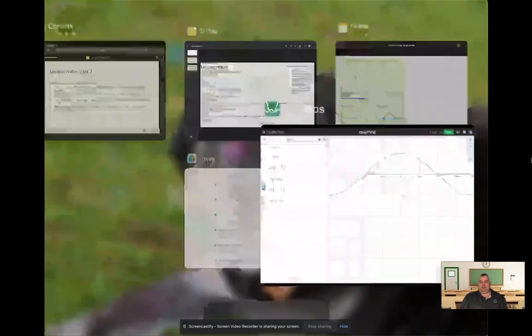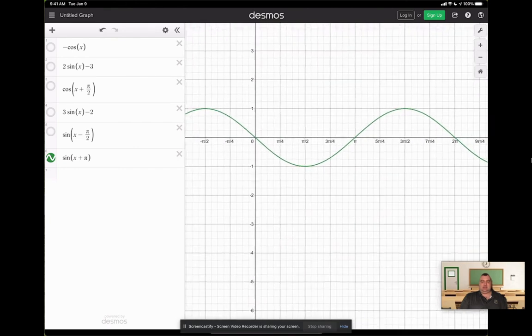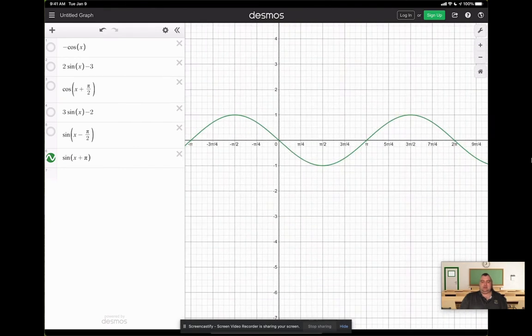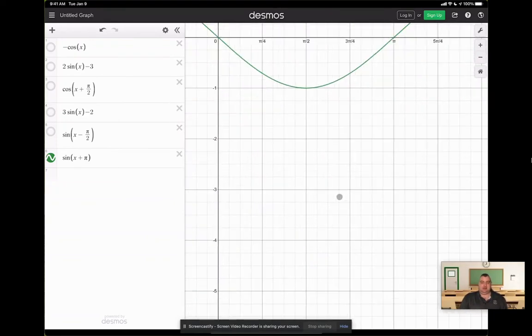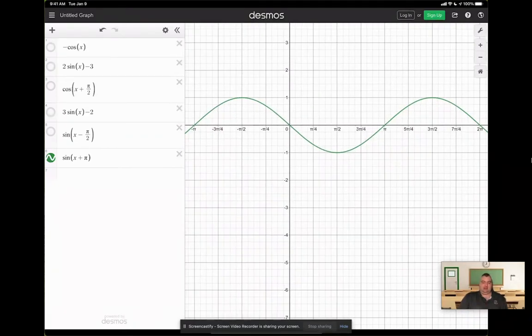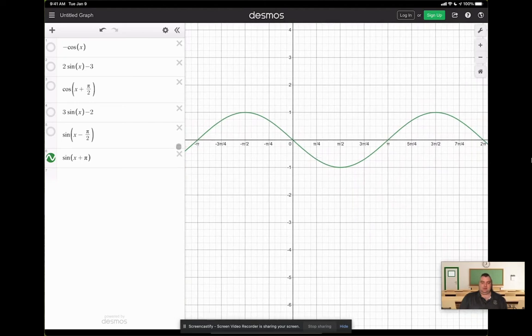If we check it, it does match. And we can see, if I zoom out and go to negative pi, notice the cycle, instead of starting at 0, will start at negative pi. So it starts at 0 at negative pi and then goes up to 1, down to negative 1, and then back up to 0. So that's all that horizontal shift means.